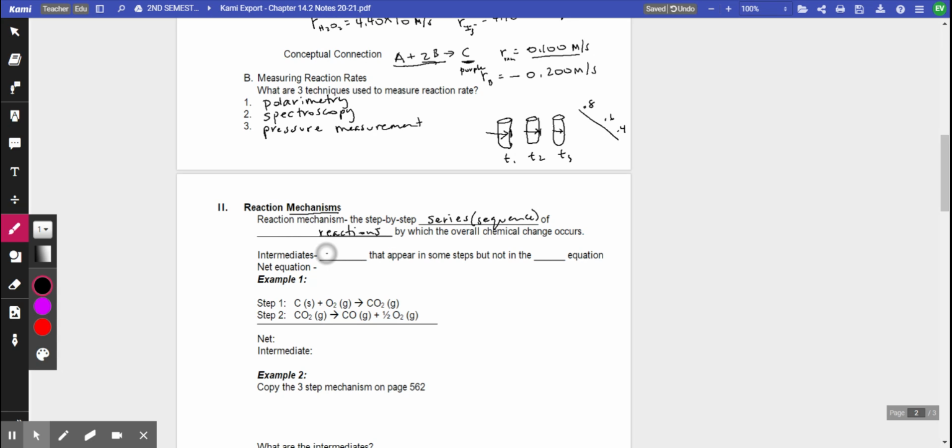Intermediates are species. They're not reactants or products, so they're just a species in the equation there, that appear in some steps, but not in the net equation. So what is this net equation? The net equation is the overall reaction. It does not include any intermediates.